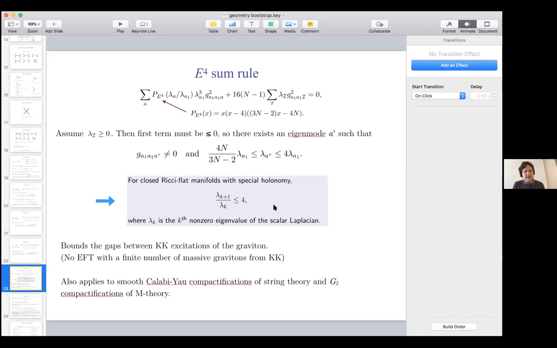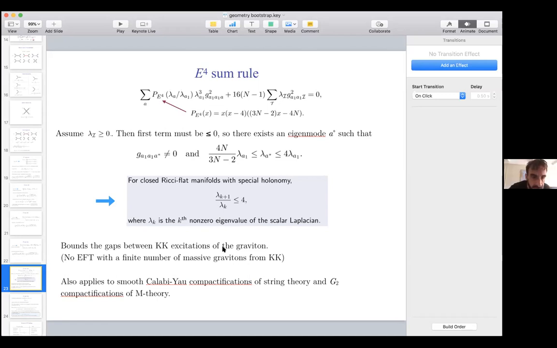And this is now just a generic fact about eigenfunctions of closed Ricci-flat manifolds. And as far as we know, this was not known to mathematicians beforehand, that there's this condition on the spectrum. And it applies to any manifold that's Ricci-flat that satisfies this positivity condition. So in particular, it'll apply to all smooth Calabi-Yau compactifications of string theory or supergravity or M theory or whatever.